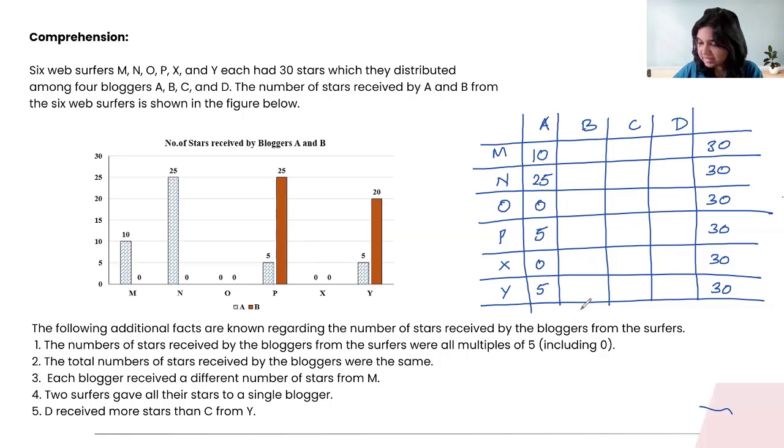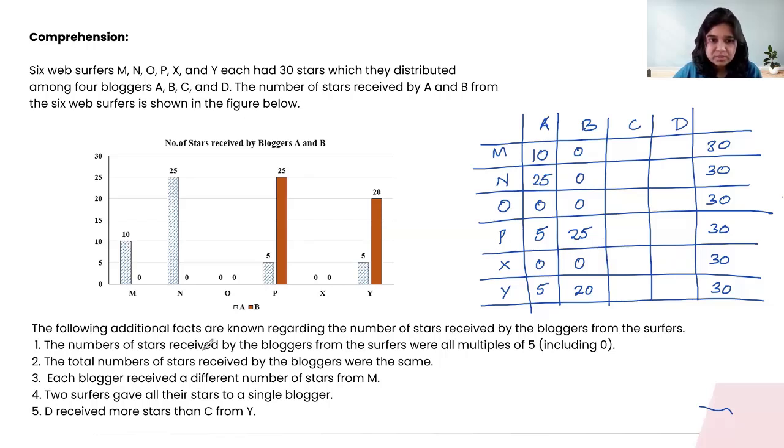Similarly, let's fill up B's column as well. B has gotten 0 stars from M, 0 stars from N as well, 0 stars from O, 25 stars from P, 0 stars from X, and 20 stars from Y. This is all that we know of right now.